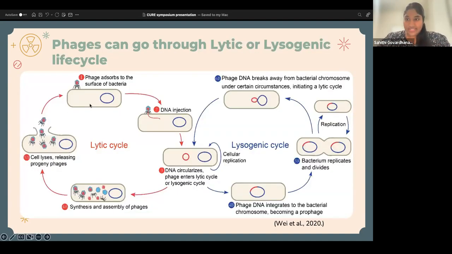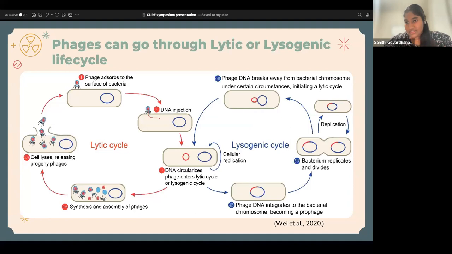So to start off, life cycles. Phages can go through two different life cycles, a lytic life cycle and a lysogenic life cycle. So in the lytic life cycle, you have the phage attaching to the bacterial cell, injecting its DNA into the bacterial cell, and then replicating and producing phage proteins, which are then assembled into mature phage particles. And these mature phage particles break down the cell wall and lyse out of the cell wall. So that is the lytic life cycle.